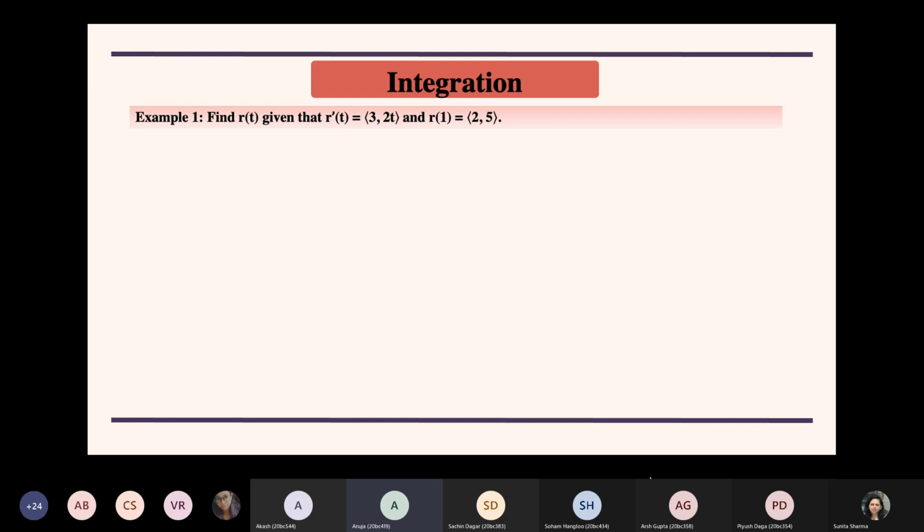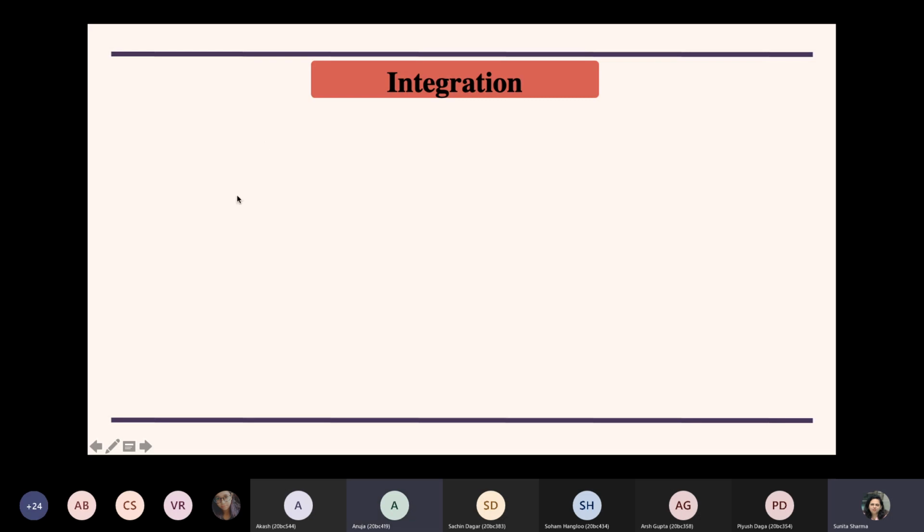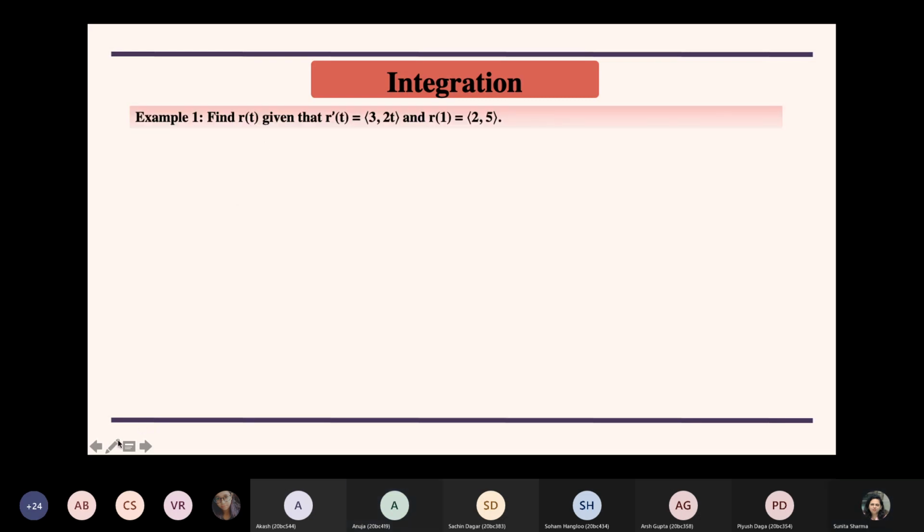Ma'am, we have to integrate the given expression r'(t). Yes, this is the derivative. So integrate r'(t) and you get r. Yes, ma'am. So what is the integral? 3t, t square. So if you are writing it in vector form, (3t, t square). You can either write it in the bracket notation or write it using i, j. This plus some c would come, which will be some vector.